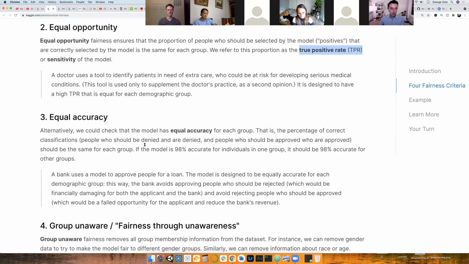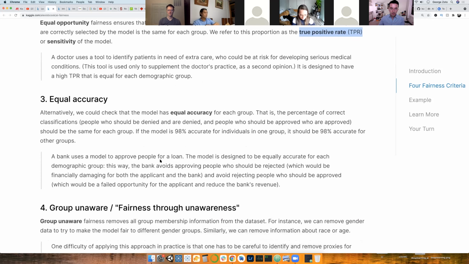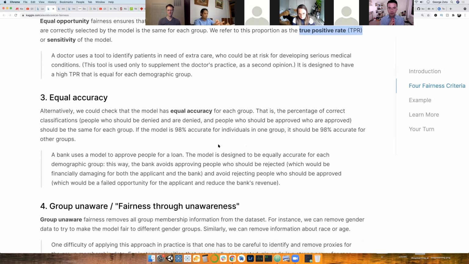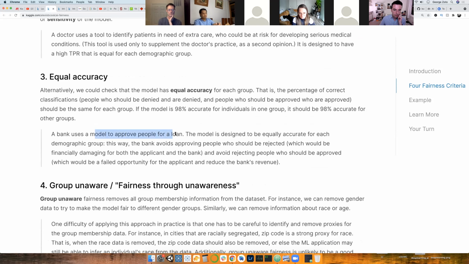Another one is this equal accuracy metric for each group. So the percentage of correct classifications should be the same for each group. So if for one group the model is 90% accurate, it should be 90% accurate for other groups as well. The example here is that you have a bank that uses a model to approve people for a loan. And the model is designed to be equally accurate for each demographic group. This way, the bank avoids approving people who should be rejected.